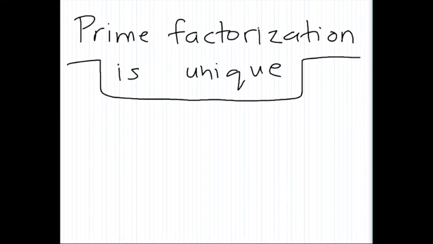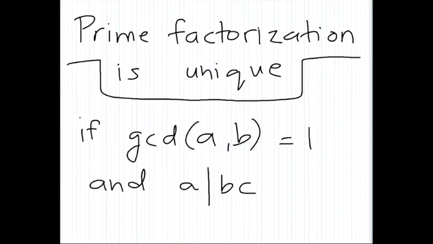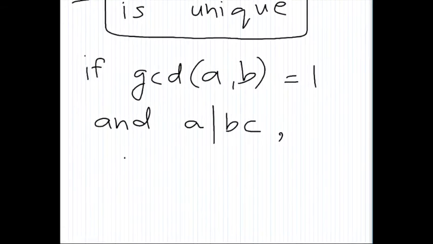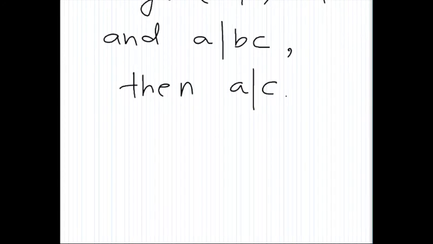So we'll start with a lemma which says that if the GCD of two numbers is 1, and one of them divides a product of the other number and another integer. So we have two numbers a and b whose GCD is 1, and a divides b times c, where c is an integer. Then a divides c.